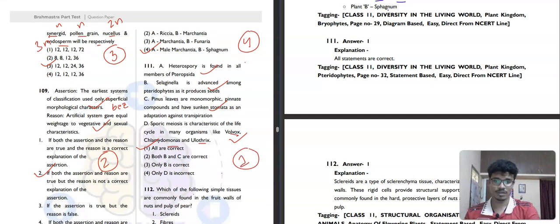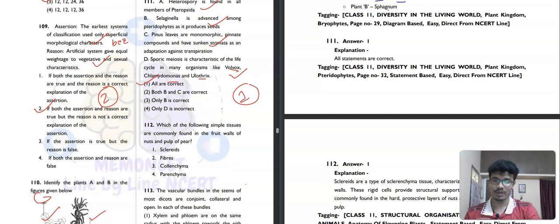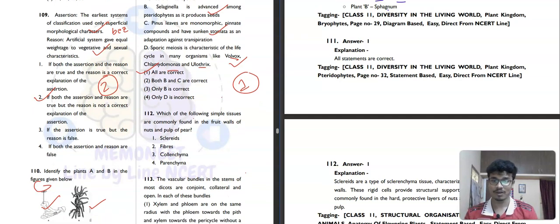Then moving to question number 112. Which of the following simple tissues are commonly found in fruit walls of nuts and pulp of pear? Sclereids, fiber, collenchyma or parenchyma. So pulp of pear and nuts you obviously get sclereids. This is a sclerenchymatous tissue, characterized by their thick lignified cell walls. The first option here will be the correct answer. Then question number 113.